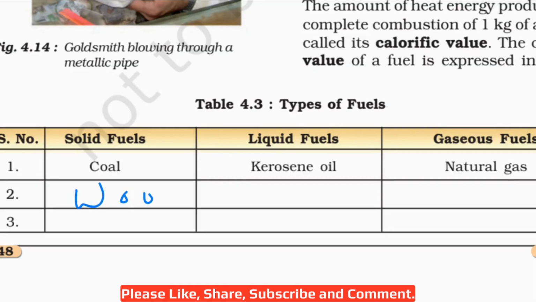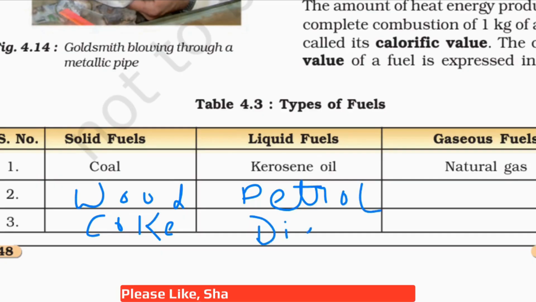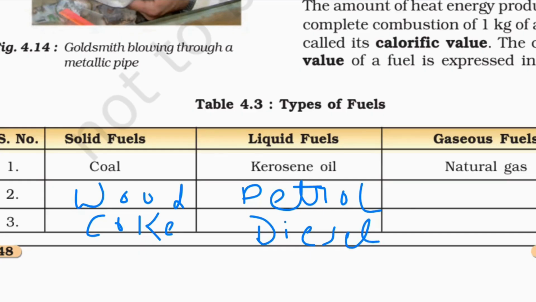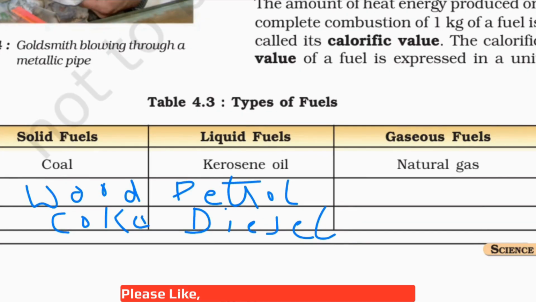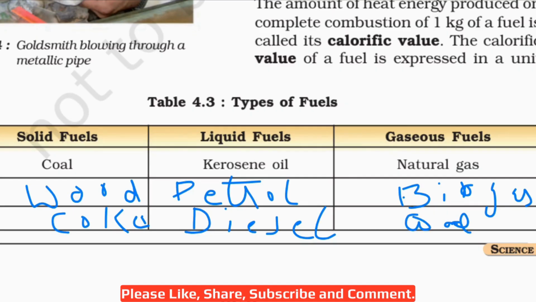Okay, wood is a solid fuel. Then you can also add coke. Okay, coke. Then liquid fuels, kerosene oil is already given. Then you can add petrol. Please bear with my handwriting. Then diesel. Then gaseous fuels, natural gas. Then biogas and coal gas.